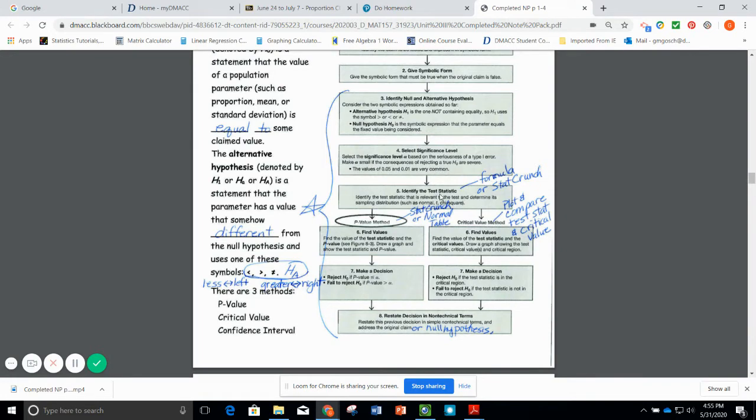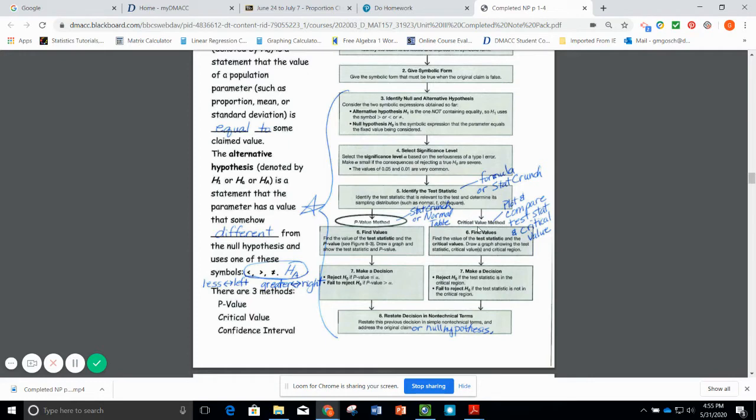Because when you're calculating that test statistic, there is a z-score that is associated with that data. And so you want to know how significant that is. And that p-value is going to give you that.